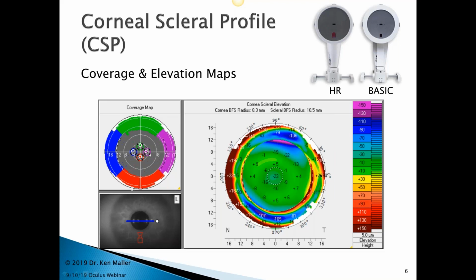Here's the superior quadrant and the respective quadrants here, and you can see even at the 16 millimeter ring on the nasal side, we've actually gotten quite a bit further out than even the 16, probably a 17 and change or so.